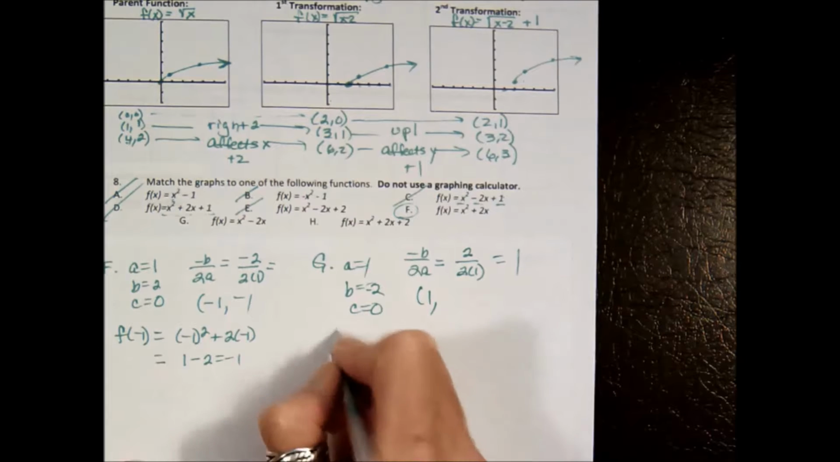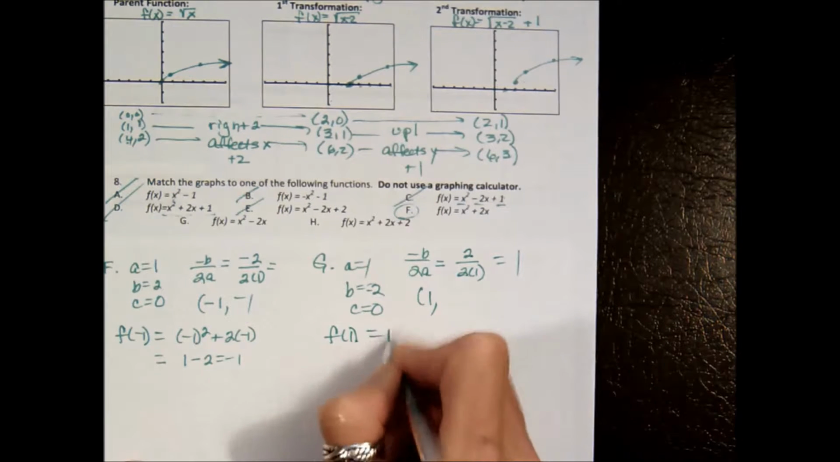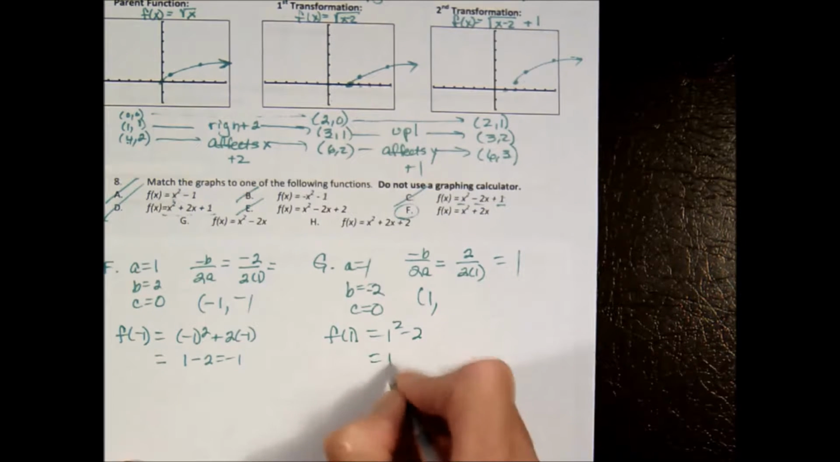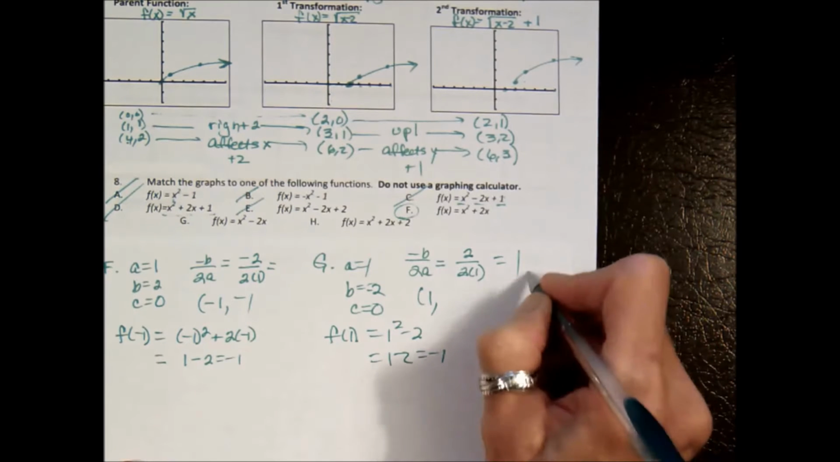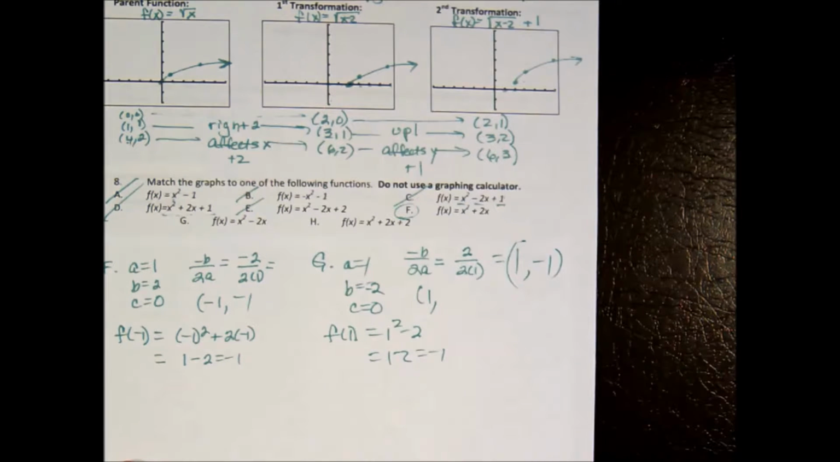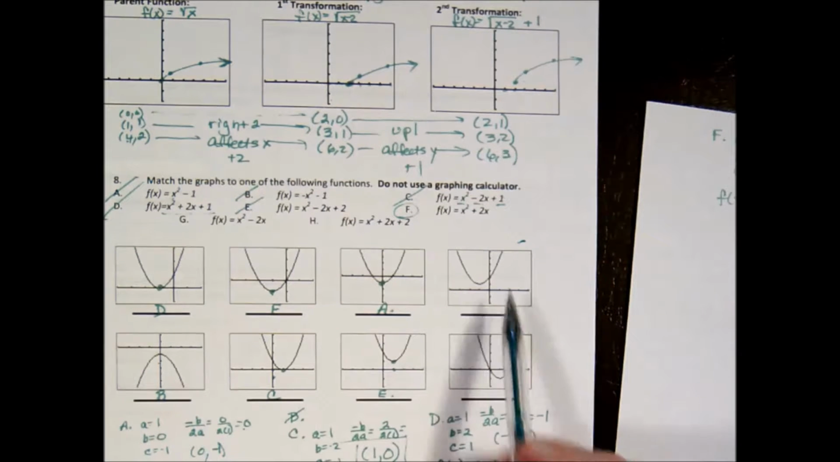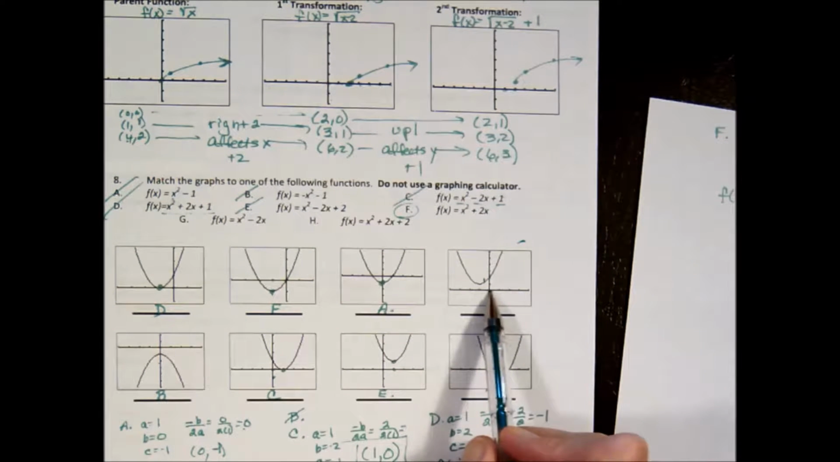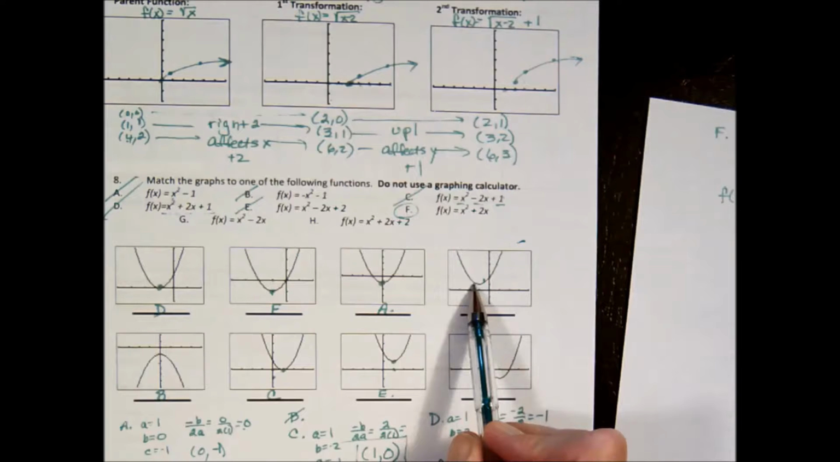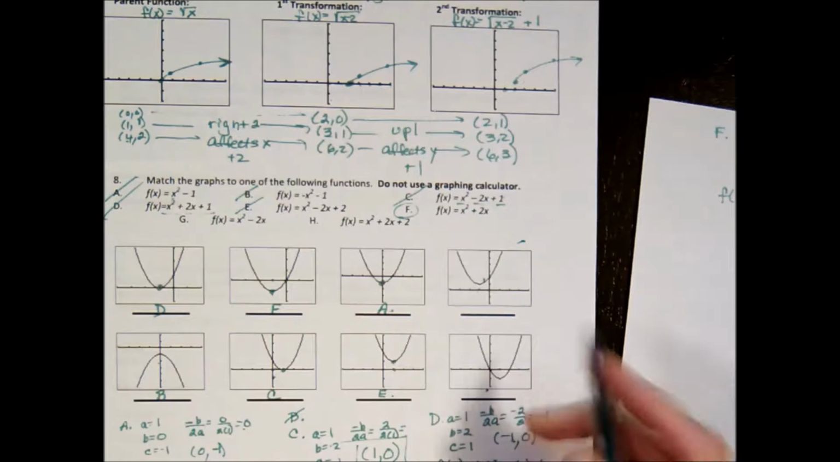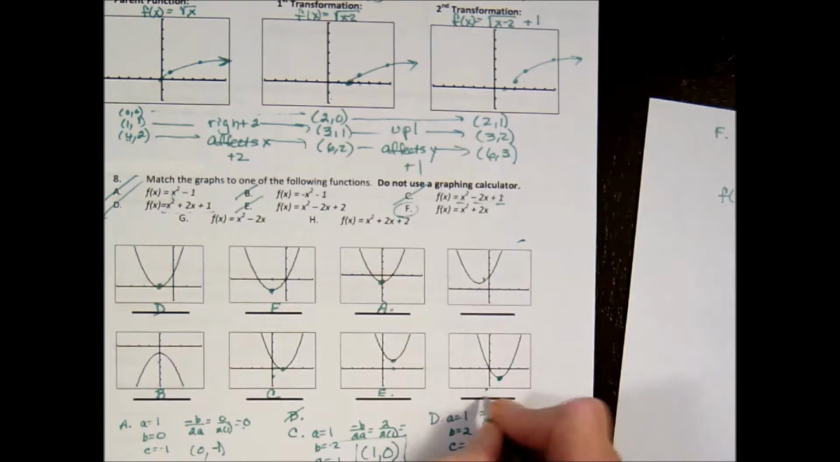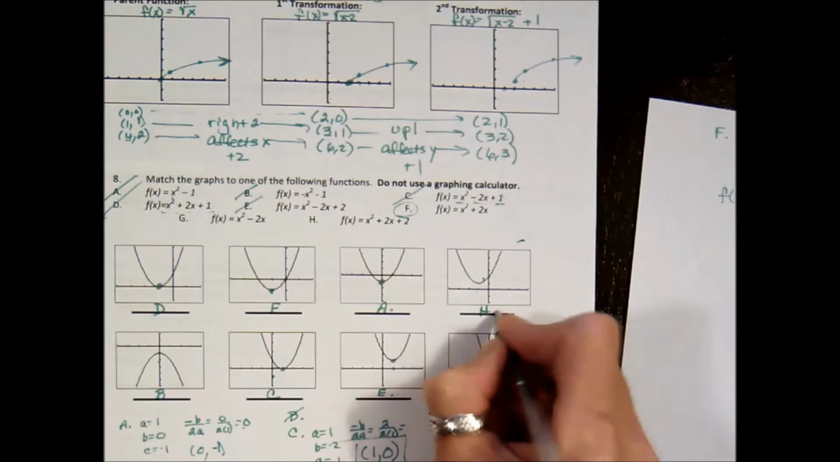In that equation, 1 squared minus 2 is 1 minus 2, negative 1. So I'm looking for the vertex that is at 1, negative 1. Now the only two I have left are these two. Well, this one is at negative 1, 1, but I want the one that's at 1, negative 1. So this one is G, which means the only one that is left has to be H, and you have matched. That was quite a bit of work.